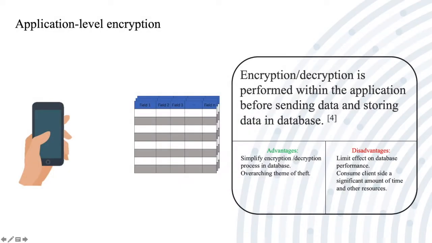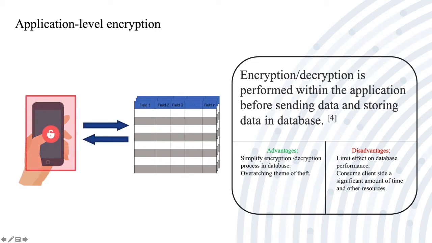With the growing popularity of applications, application-level encryption is proposed. The data is encrypted and decrypted on the client side before storing it in the database. It simplifies the process in the database and makes data transmission more secure. But it limits database performance, as an application cannot read data created by other applications, and it consumes resources on the client side.